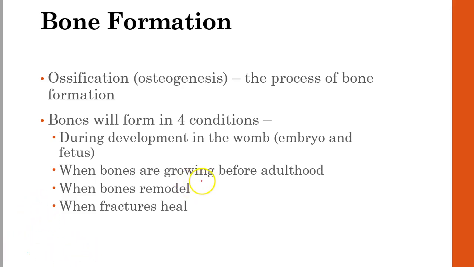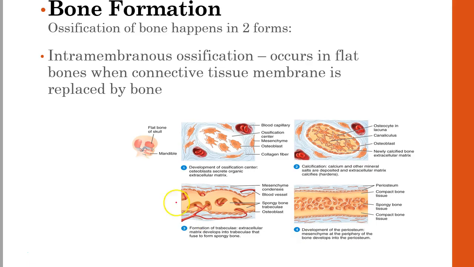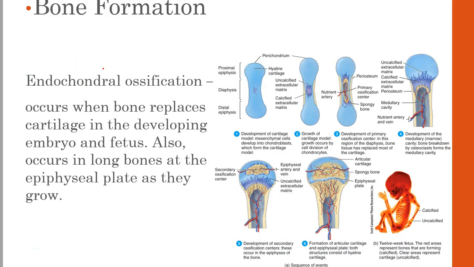From there, as we grow into adulthood, our bones will continue to form until we have reached our maximum capacity for bone growth. That usually happens at about age 25. Okay? And then when bones remodel and bones heal from a fracture. So ossification, we have 2 different types or 2 different forms of ossification. We have intramembranous and endochondral.